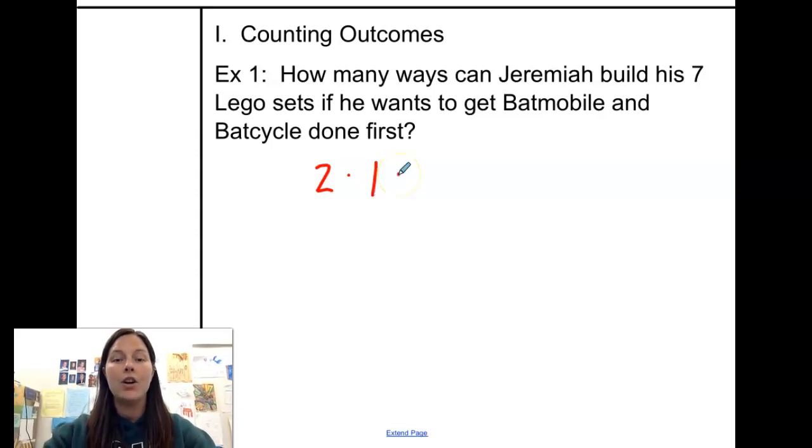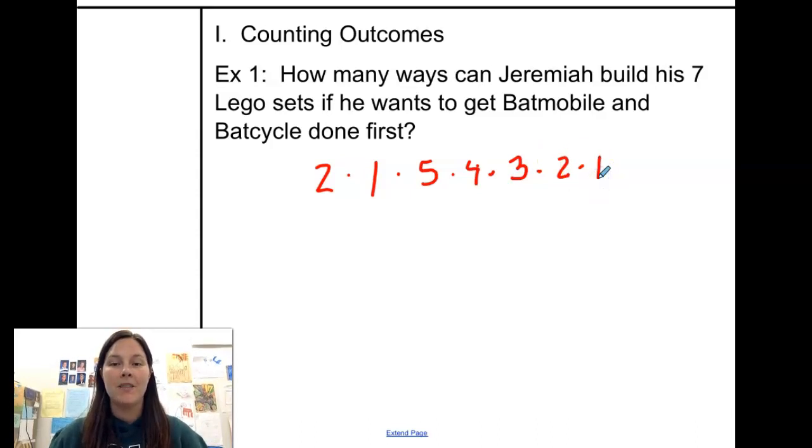Now, he's already built 2 of his 7 Lego sets. So for the third Lego set, he has 5 choices. For the next one, he's got 4 sets left he hasn't built. And then he has 3 sets and 2. And finally, he only has 1 set left to build.